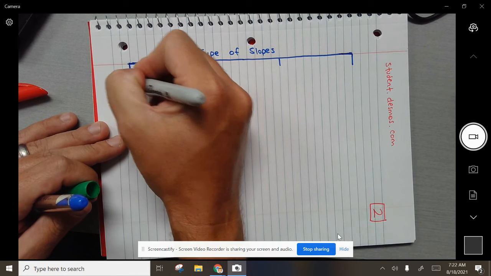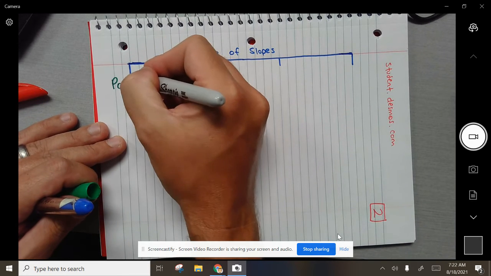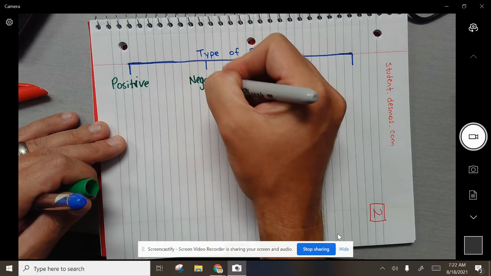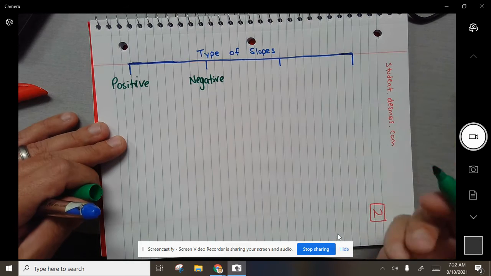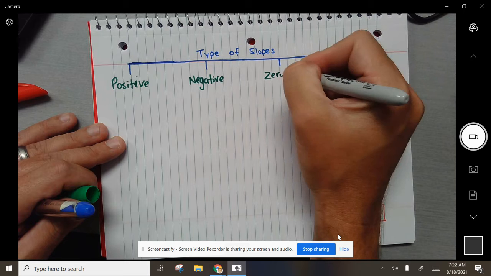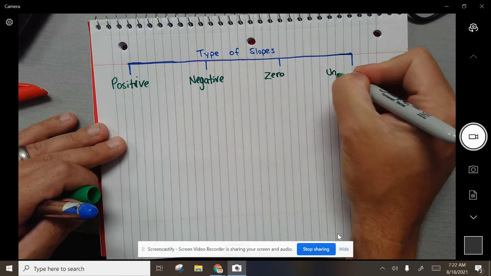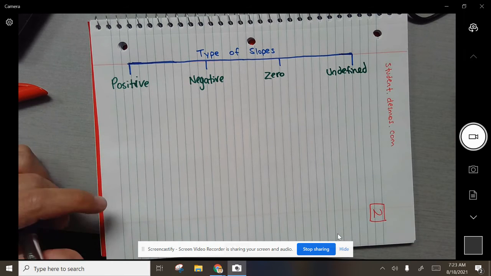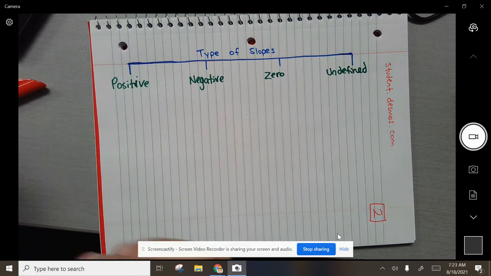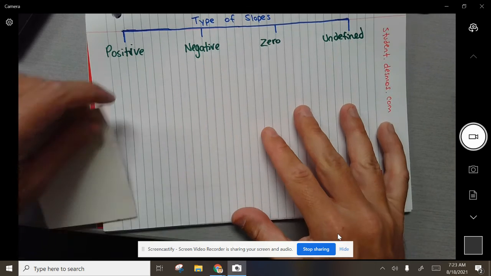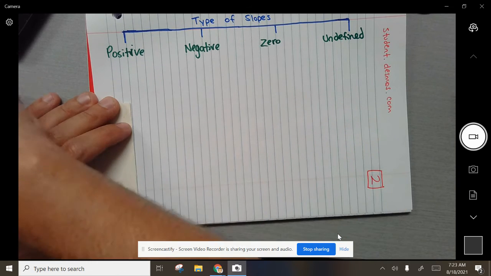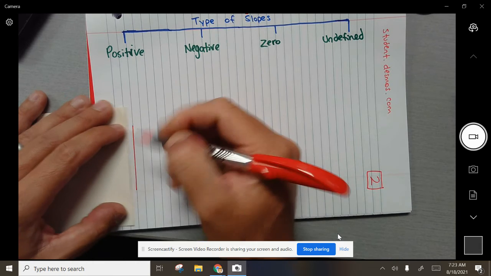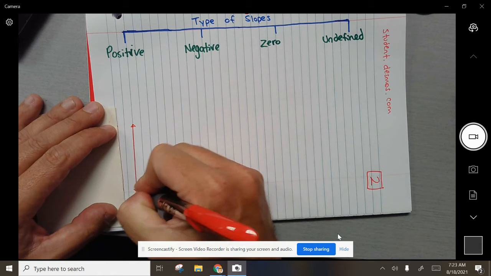Positive, I can spell negative, zero, undefined. Okay. And then on the bottom, if you could for me, I would love for you to draw me some lines. Graphs. Draw me some graphs.